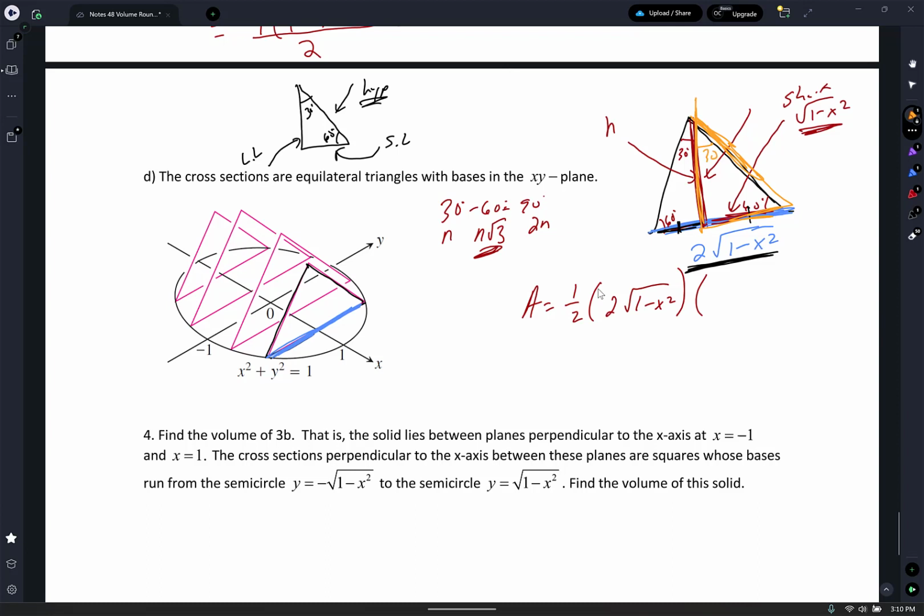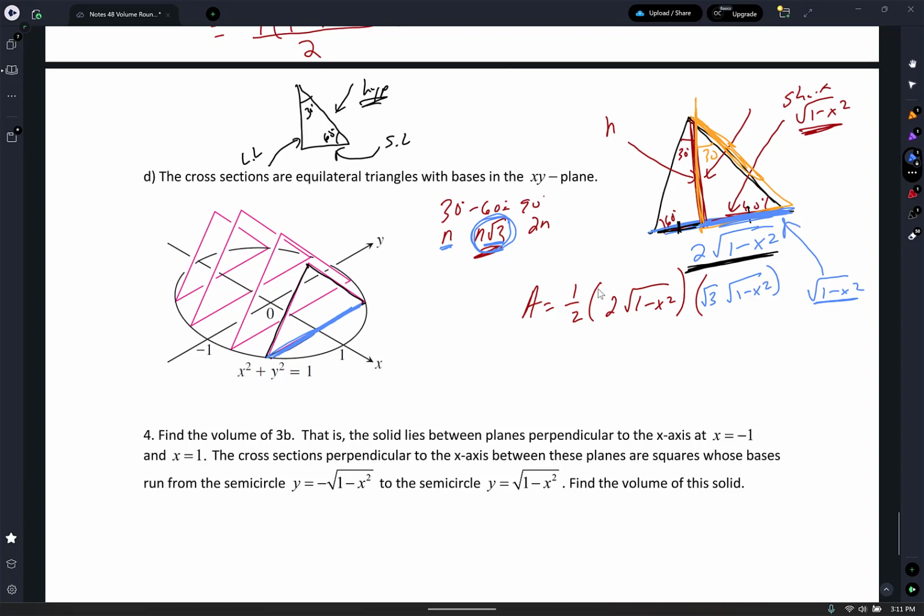And this is supposed to be 30 degrees, so this guy down here in sky blue that I'm making super dark, that's supposed to be my short leg, which is half of the 2 square root of 1 minus x squared, and half of that is just square root of 1 minus x squared, right? And then to get my long leg, I take my short leg and multiply by the square root of 3. So I'm going to go square root of 3 times square root of 1 minus x squared.